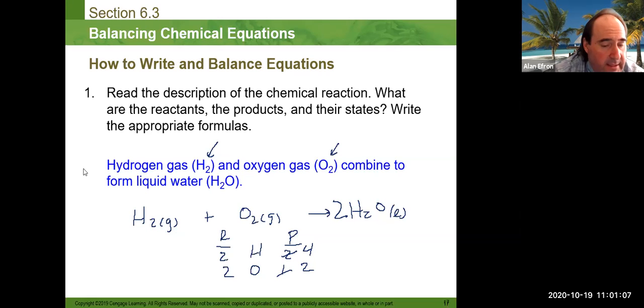Very common in balancing, we can fix one thing and then kind of screw up the others. So at this point, the table helps us visualize where we need to go next. Since we now have fixed the oxygen, we need to fix the hydrogen. And we could do that by simply putting a 2 in front of it, giving us 4 hydrogens and 2 oxygens. And this would be the balanced equation with the proper coefficients. Any questions on that?